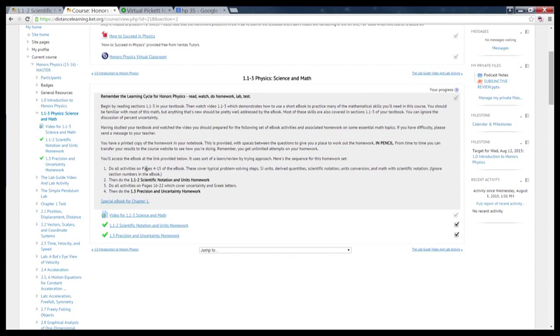Look at these instructions right here. It says you're going to use this ebook right here. What it tells you to do is do the activities on pages 4 through 15 in the ebook. I'll show it to you in a moment. These cover typical problems. Then do this section of homework. Then do these other activities and do this homework. So do these pages and do this thing right here. Now, the ebook. I'm going to click on that.